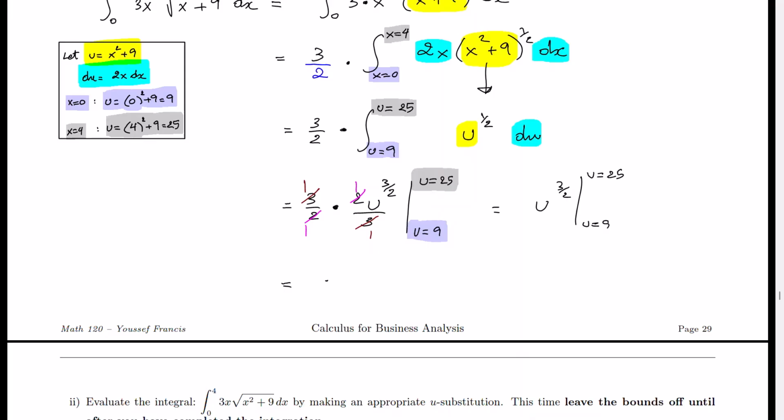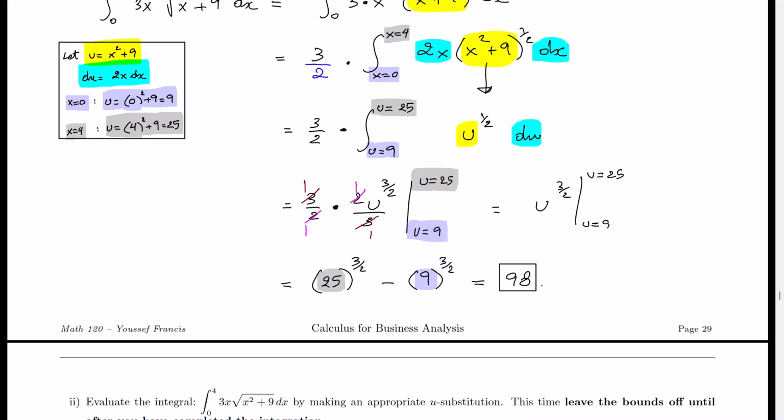So the fundamental theorem of calculus says plug in the upper bound first. So we get 25 to the power of 3/2, and plug in the lower bound next. So we get 9 to the power of 3/2. So this is from the upper bound, and this is from the lower bound. You can use your calculator to do this, or you can do it by hand, but the bottom line is we should get something like 98.